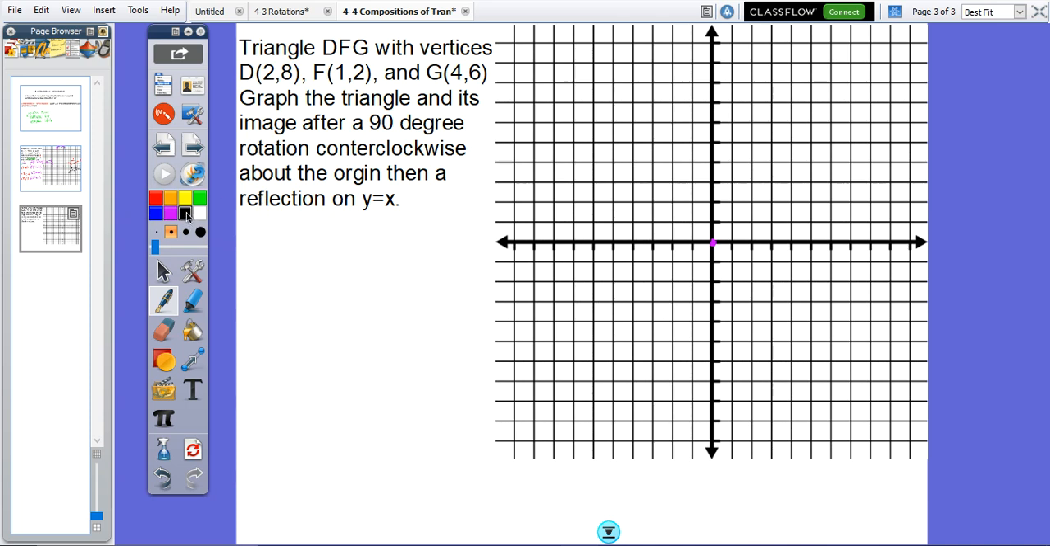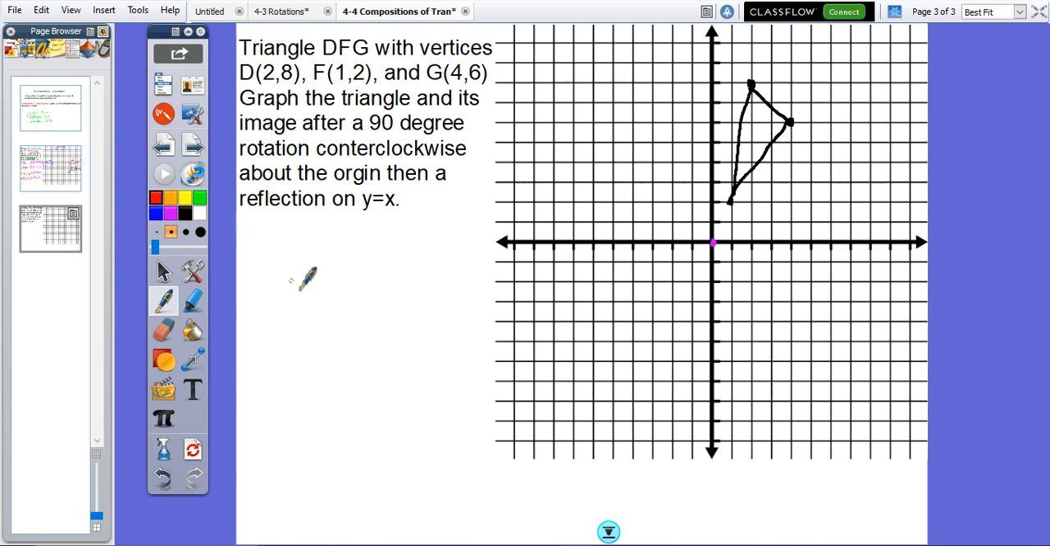So let's look at that. Let's graph our original coordinates. We are at 2, 8, 1, 2, 3, 4, 5, 6, 7, 8. And then we are at 1, 2. And then 4, 6. Right there. Look at this nice little triangle. Imagine it wasn't a triangle. Makes no sense. There's 3 points. All right, so here's our triangle.